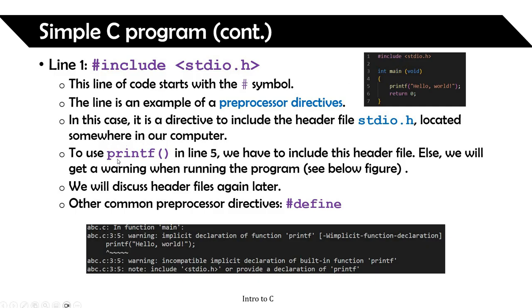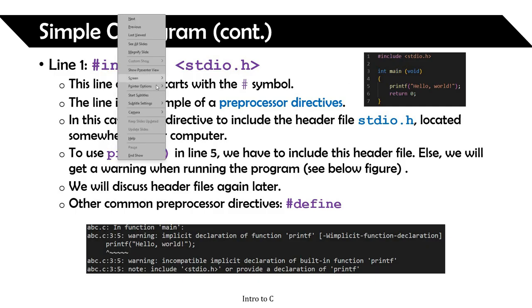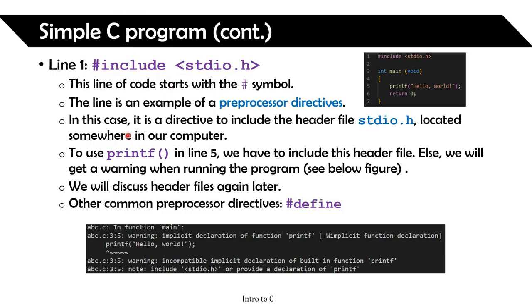So to use the printf function, that's why we have to include this header file. Otherwise, you will get a warning when you run the program. So what is an example of the warning that you'll get? It says warning, implicit declaration of function printf.